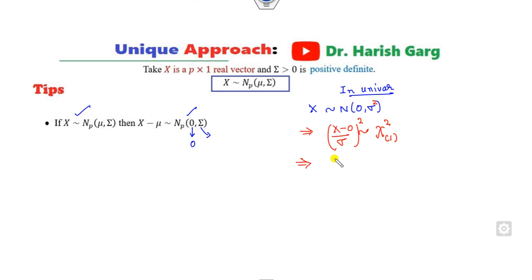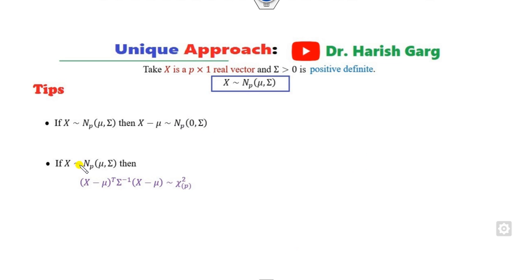I can write this quantity x square in terms of vectors, where sigma inverse is written as here. Now the same thing we can do here. If x is my multivariate normal distribution, then (x minus mu) transpose sigma inverse (x minus mu) will follow the chi-square distribution with p degrees of freedom, where this p is nothing but the rank of this sigma.